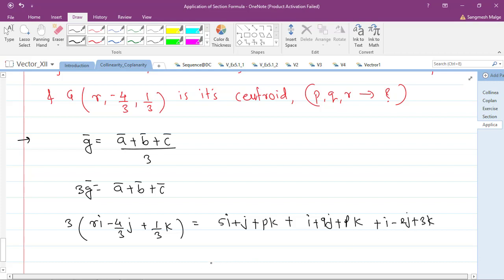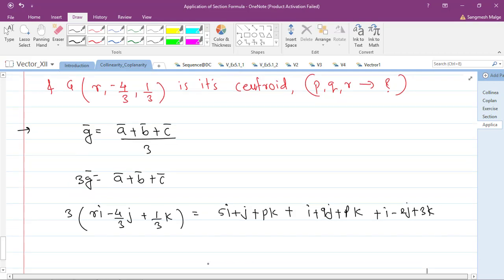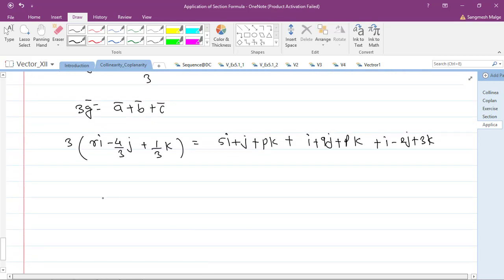Now as the vectors are the same, we can directly equate their ijk coefficients. So let's take the i coefficient. Here we will have 3r equal to the i coefficients, which are 5 plus 1 plus 1. So from this 3r is equal to 5, 6, 7, so it is 7. So r comes out to be 7/3, from the i coefficient.